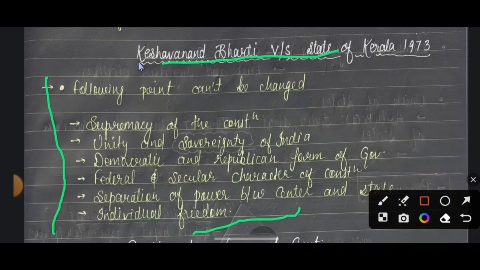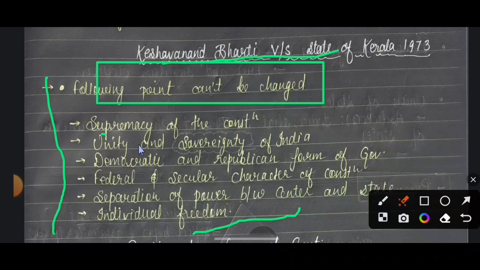The following points can't be changed by the government. The government cannot change the supremacy of the constitution in an amendment, and cannot change the unity and sovereignty of India. Similarly, the government cannot change the democratic and republic form of government, the federal and secular character of the constitution, and the separation of powers between the center and the states. Individual freedom also cannot be changed by the government in a constitutional amendment. The conclusion simply means that we cannot change the basic structure of our Indian Constitution. This was the conclusion of the Kesavananda Bharati case.